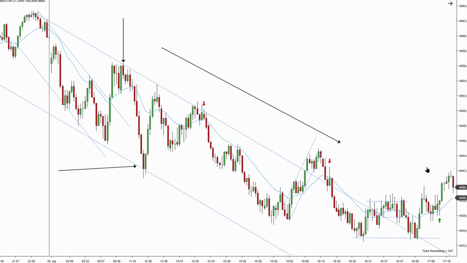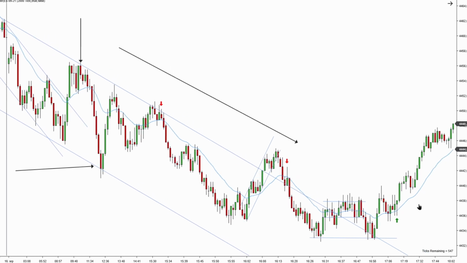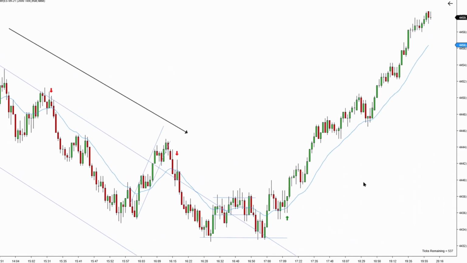We are holding above the EMA and the market keeps working higher, and the runner, you would still be holding the runner to this very end of the day. This is a very strong and powerful setup.